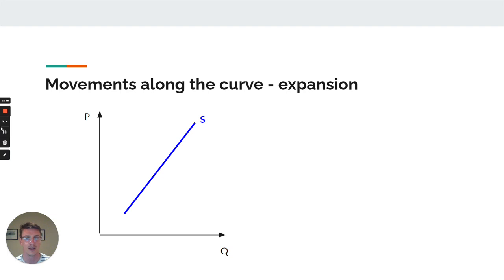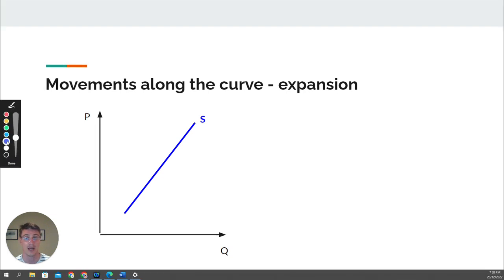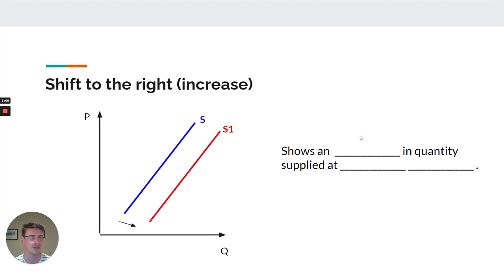Now, if we look at an expansion, again, this is just a price changing. So price in this case is increased, quantity supplied is increased, and we call that an expansion along the supply curve. It's an expansion because it's a movement along the curve to the right. And again, same rule, if I had a demand curve here and it was a movement along the curve to the right, that's also an expansion. Keep that in mind. So the next thing we need to do is understand a shift in the supply curve.